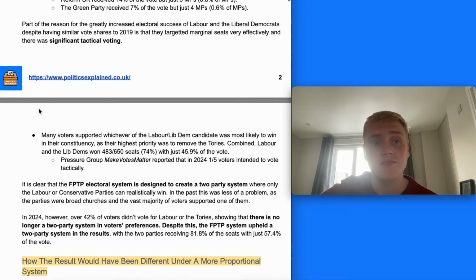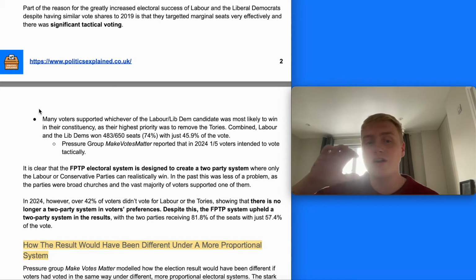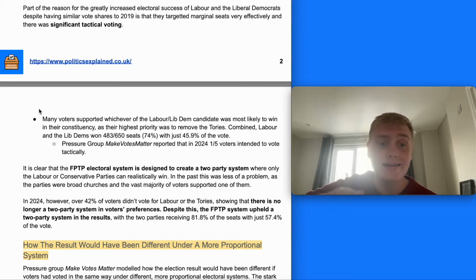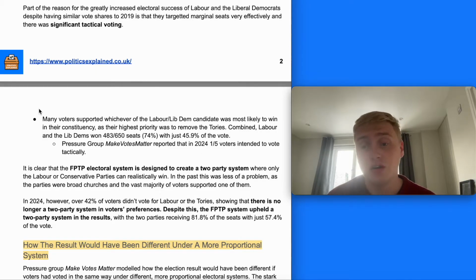Part of the reason, as I mentioned, for greatly increased electoral success for Labour and the Lib Dems was that they targeted seats, marginal seats, very effectively, and there was significant tactical voting. So many voters, particularly in England, supported whichever of the Labour or Lib Dem candidate was most likely to win in their constituency, as their highest priority was to remove the Tories. So combined, Labour and the Lib Dems won 74% of the seats, with less than half of the vote. And pressure group Make Votes Matter reported that in 2024, a fifth of voters intended to vote tactically. So that's where you see tactical voting can also have a big impact within first past the post.